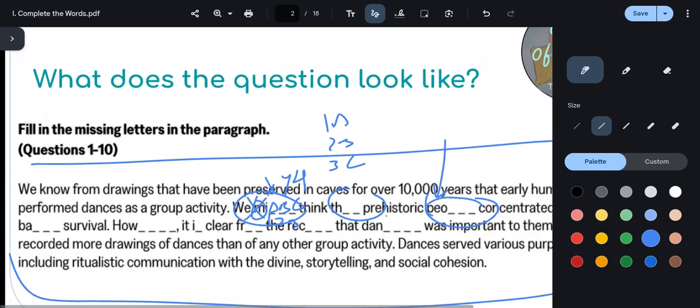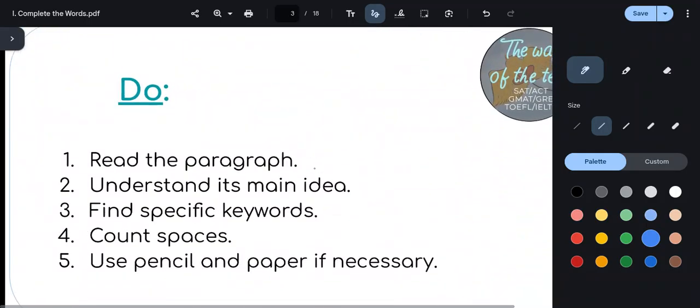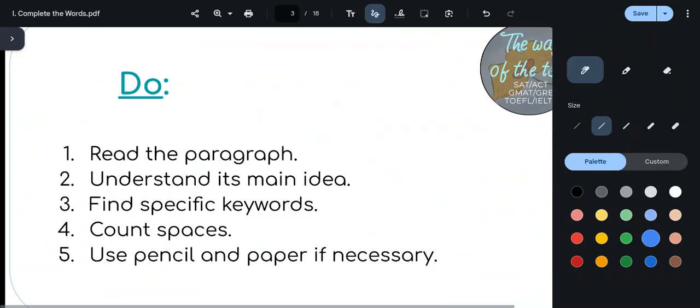Okay, how do we solve this first task? What do we do in this first task? This is what we do. This is the part I advise you to copy. Well, first we have to read the paragraph, meaning we read the passage. It's just one paragraph. We just read it.